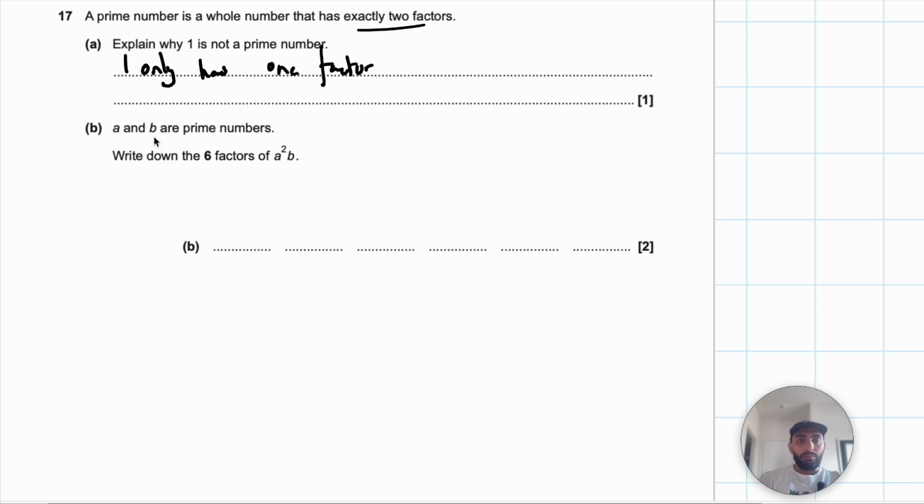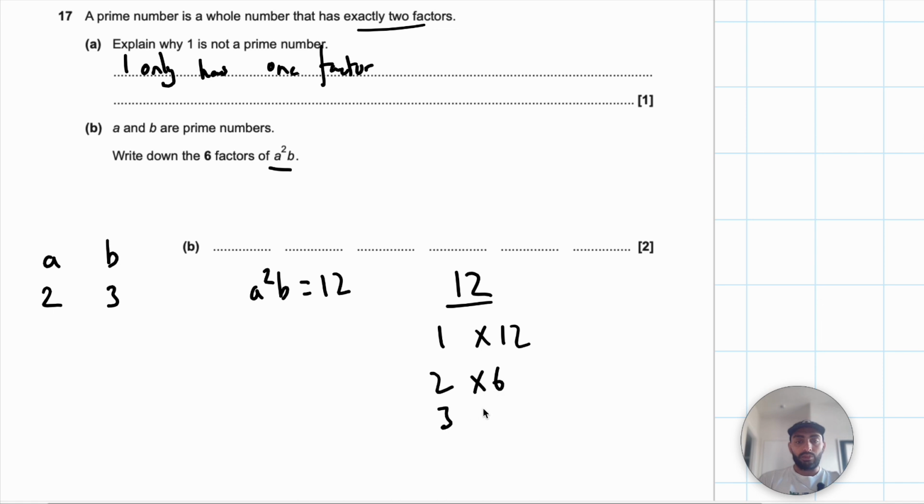Part B. A and B are prime numbers. Write down the 6 factors of a squared b. Let's just use numbers to represent these. So I've got a and b that need to both be prime. So I'm going to choose the 2 smallest numbers. A could be 2 and b could be 3. So what would a squared b be? A squared b is a times a, 2 times 2, which is 4, and 4 times 3, which is 12. Let's look for all of the factors of 12. That'd be 1 and 12, 2 and 6, and 3 and 4.